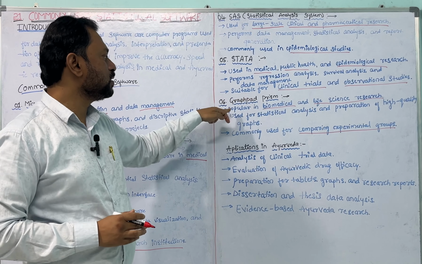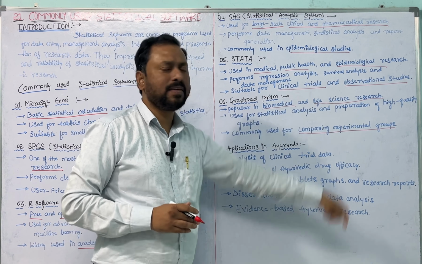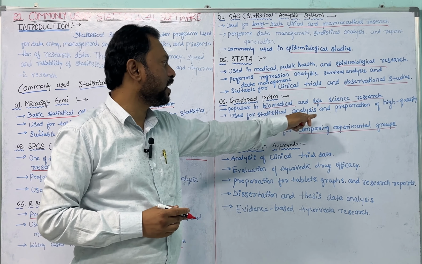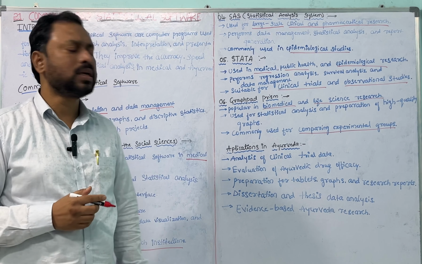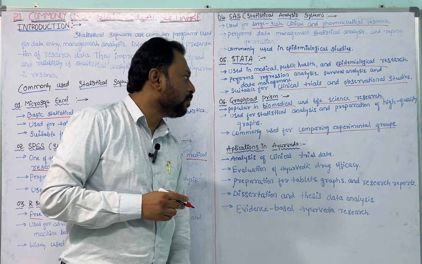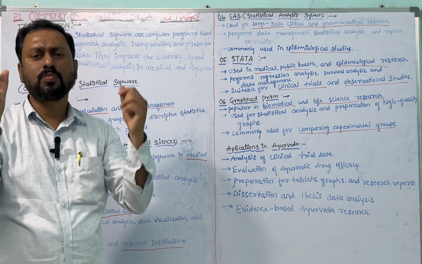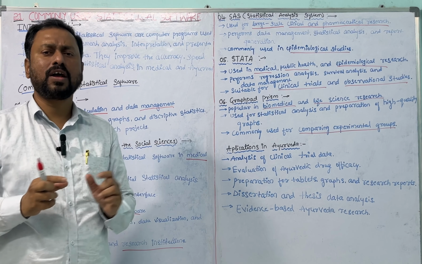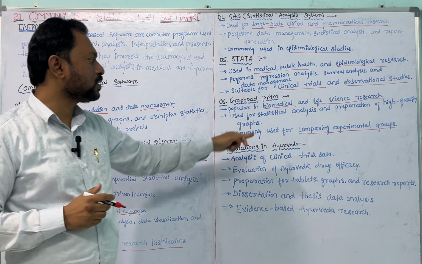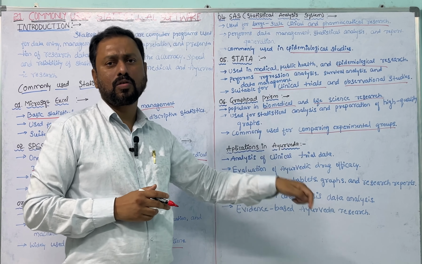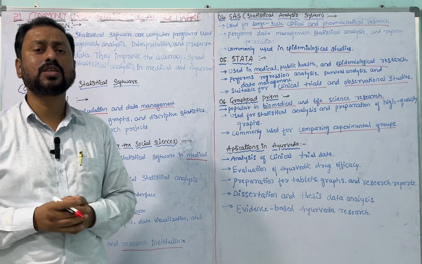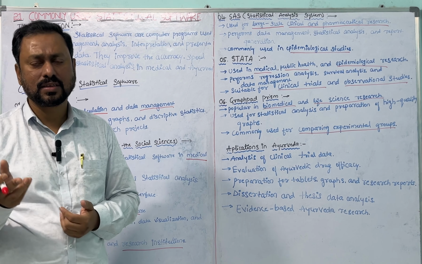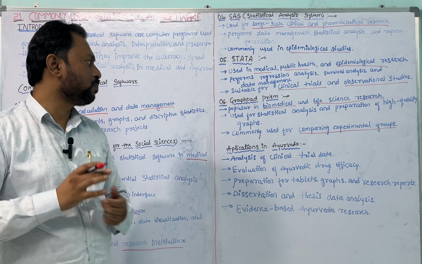GraphPad Prism is popular for biomedical and life science research. This software is used for statistical analysis and preparation of high quality graphs, and commonly used for comparing experimental groups. Suppose your trial drug is given along with a placebo or a standard drug; for comparing the data, we utilize this software, GraphPad Prism. We can easily analyze the result also. This is GraphPad Prism.